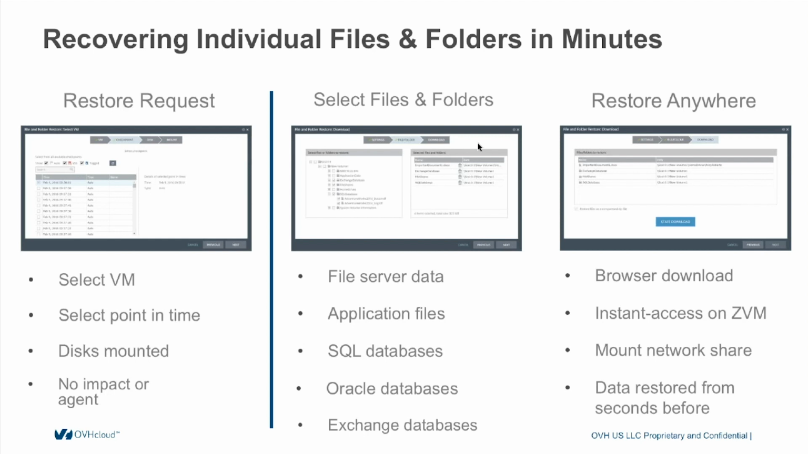You select the disk. So if there's multiple disks on that VM, say it has a C, D, and E drive, but you only want the D drive, you select the D drive. And then basically it gives you an Explorer-like window to browse for the files or folders you want to restore. And then we give you an option to restore those to any location.